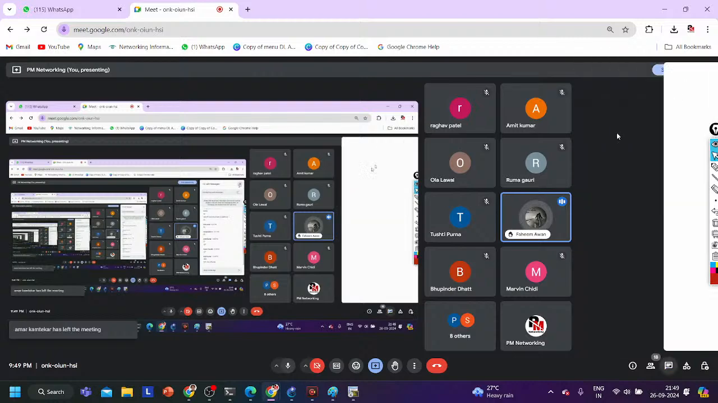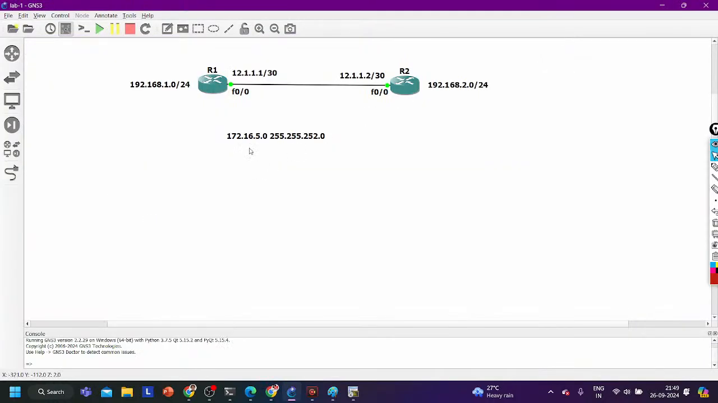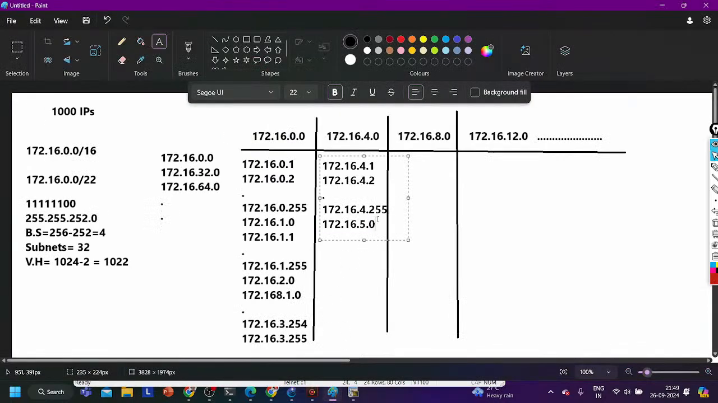Is this called subnet 0? No, this is not subnet 0. This is a valid IP address, right? Yes, this falls in the 4.0 network. 4.0 is the network ID of this subnet. Subnet 0 is a different concept, right? We'll discuss it later.